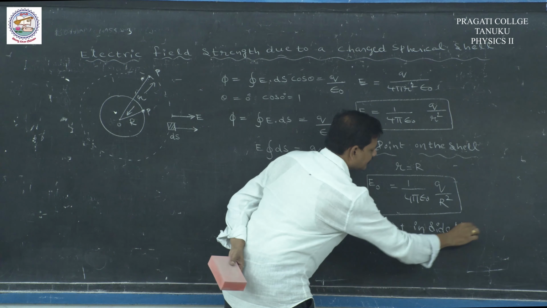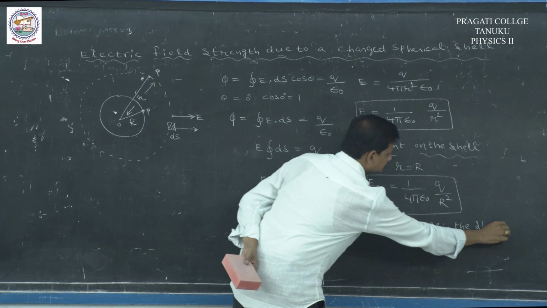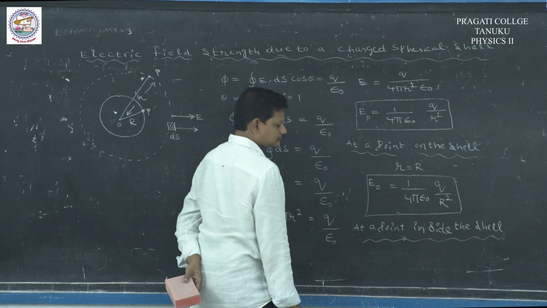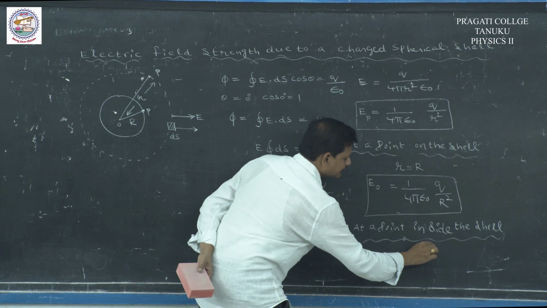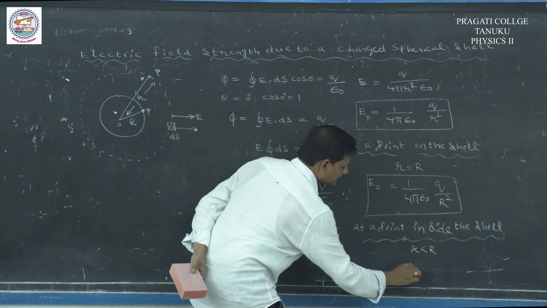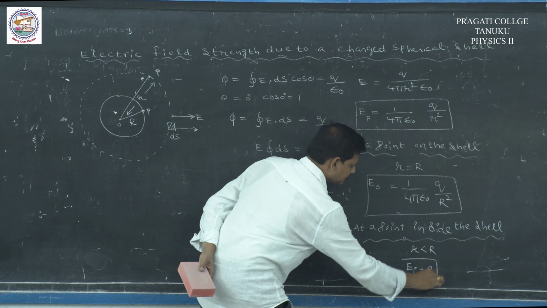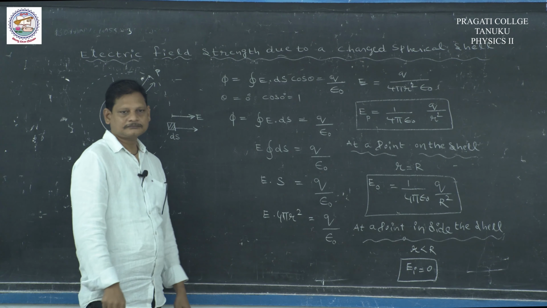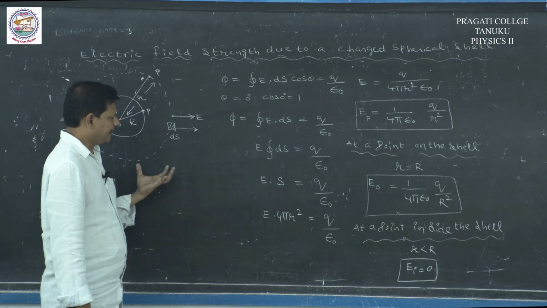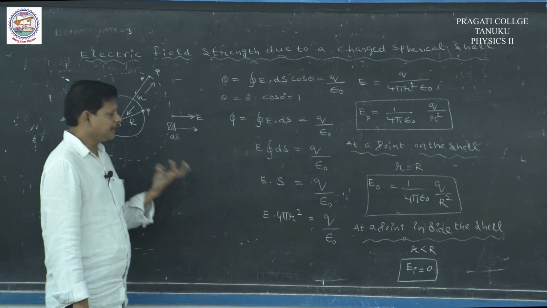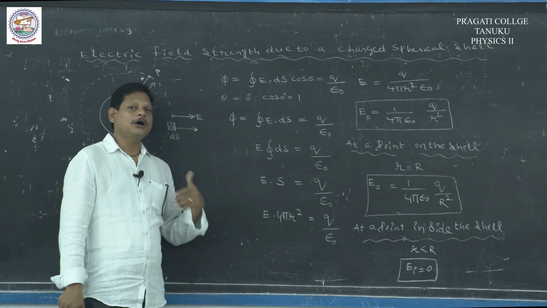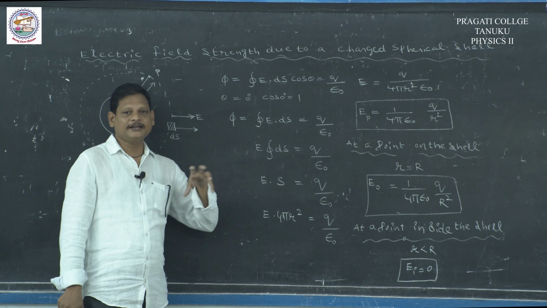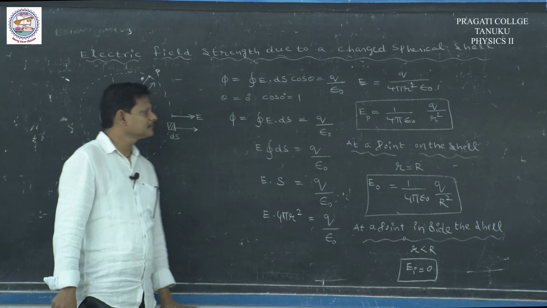At a point inside the shell, it means r is less than capital R, E is equal to 0, since there are no charges inside the shell. So from the explanation we have three equations. One is outside the shell, another one is on the shell, and finally inside the shell.